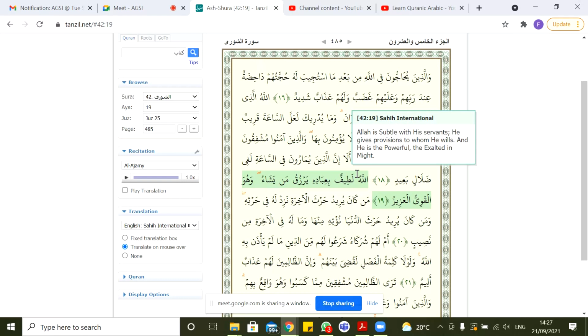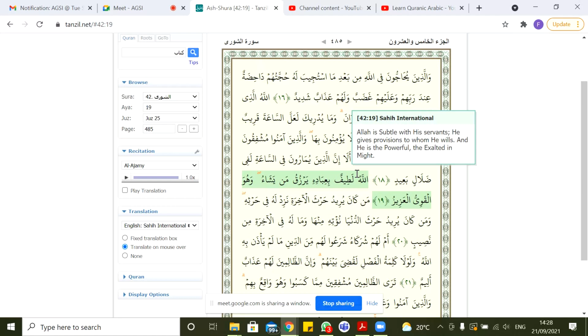Allahu latifun bi 'ibadihi yarzuqu man yasha'u. Allah is subtle, most delicate, incomparable. What is with his bi 'ibadihi? Bi means with, 'ibadihi, his servants. He is subtle with his servants, right? Yarzuqu man yasha'u. He provides to whoever he wishes.